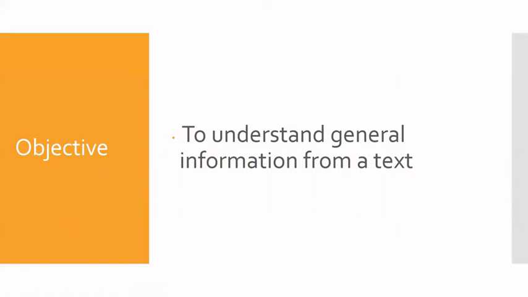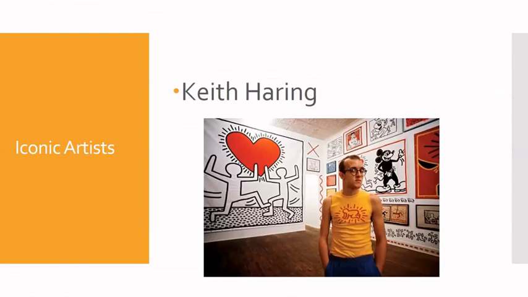So I state the objective. The objective is to understand general information from a text. Again, I'm not stating any grammatical feature. I'm hiding it. Yes? So this is the overall objective, but there's a grammatical feature that we'll understand through this objective. So I present Keith Haring as an iconic artist. You know him. I mean, come on. So I show them a video. So this section is the input flooding.